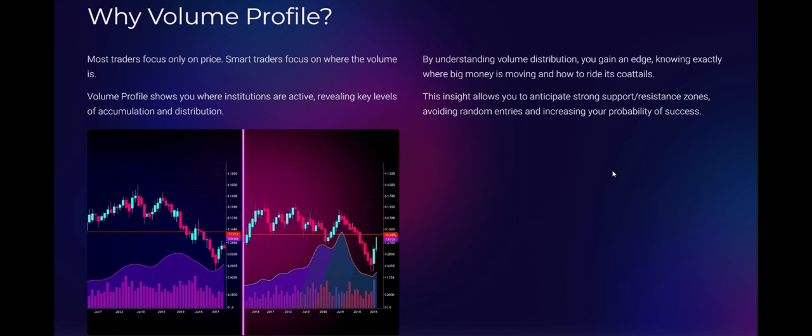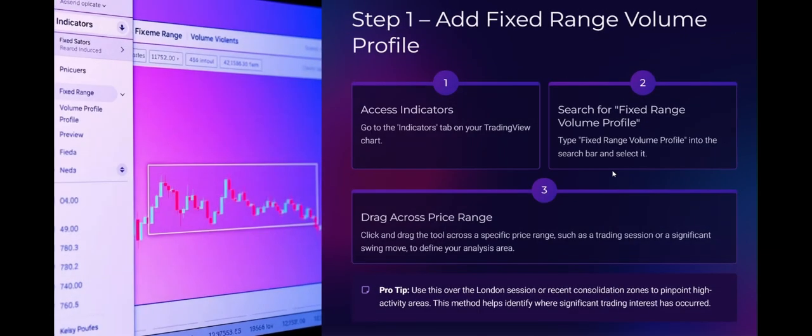Step 1. Add the Fixed Range Volume Profile. Head over to TradingView, click on your indicators, and search Fixed Range Volume Profile. Once added, simply drag it across a price range you want to analyze, maybe a London session, a consolidation zone, or even a recent swing move. What it gives you is beautiful. A histogram showing you where the most volume has been traded within that range. This is gold, because now you're not just trading price, you're trading where volume is concentrated.